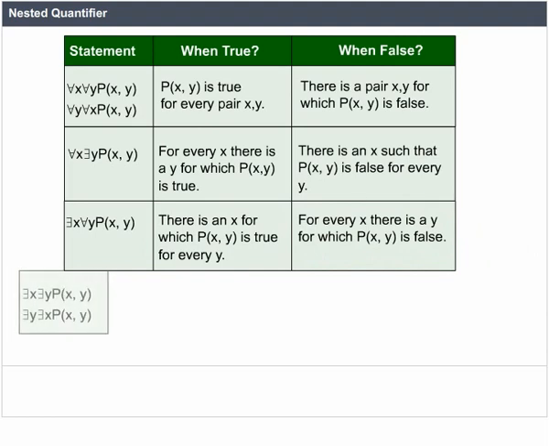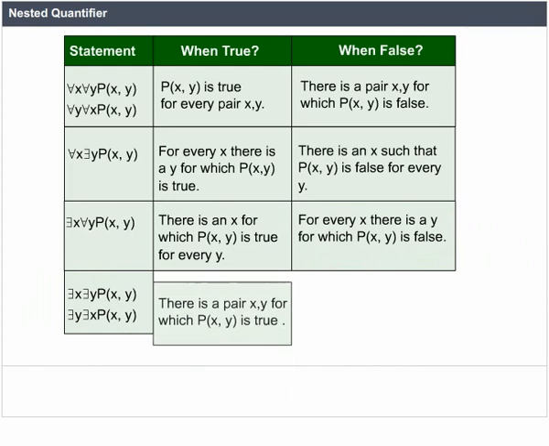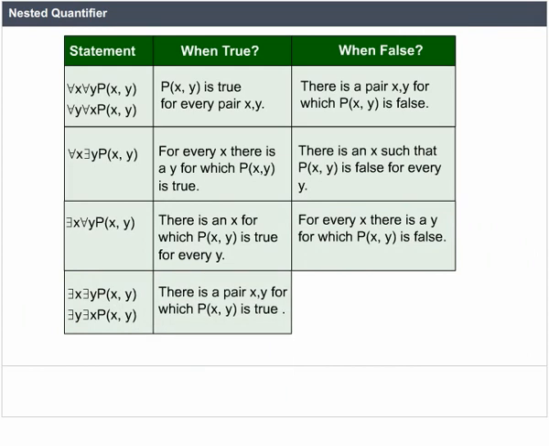Fourth row: there exists x, there exists y, P of x comma y, which is equivalent to there exists y, there exists x, P of x comma y. It is true when there is a pair x comma y for which P of x comma y is true. It is false when P of x comma y is false for every pair x comma y.